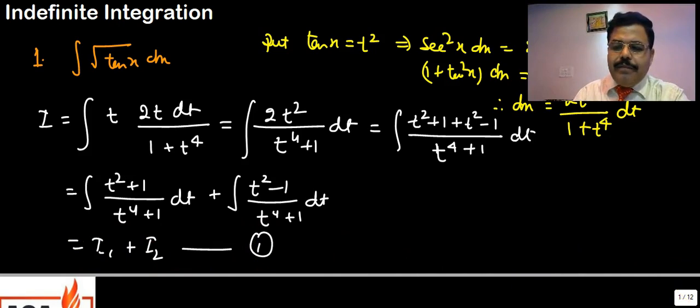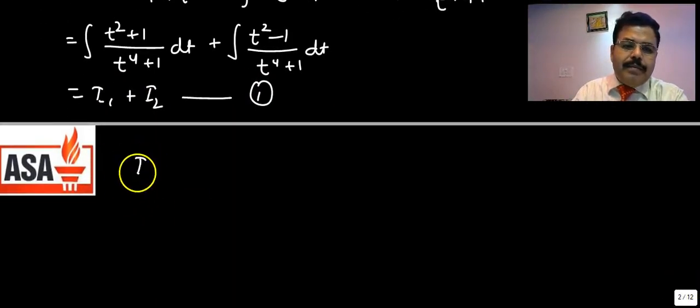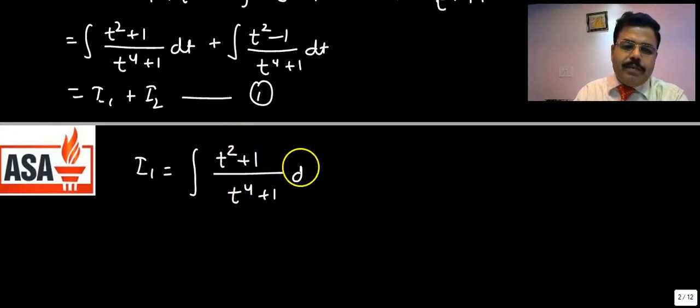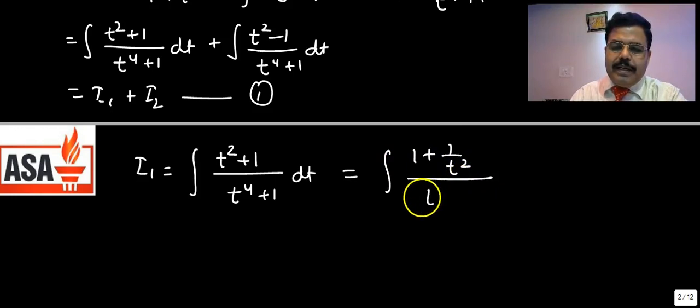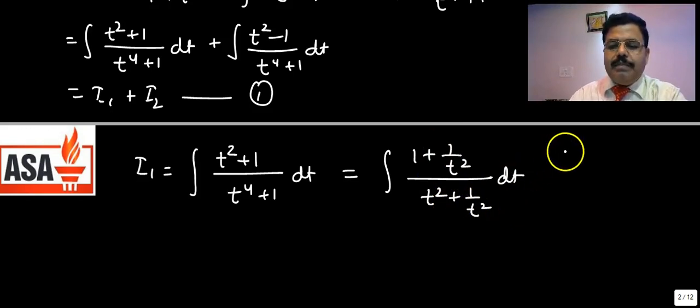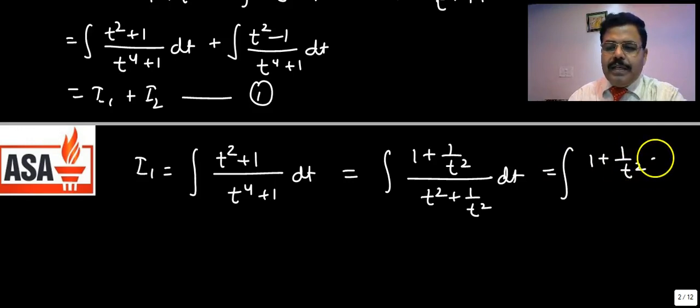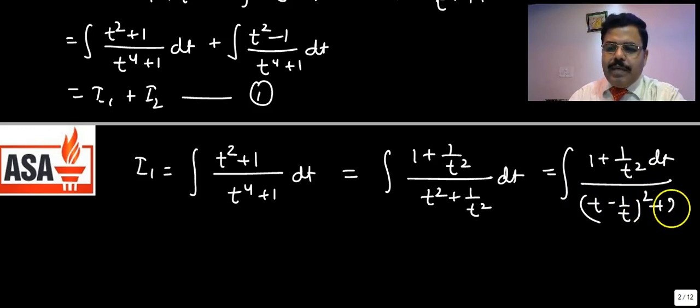Now what is I1? I1 is t square plus 1 upon t to the power 4 plus 1 dt. We have already solved this type of question. Now we know that if there is such a biquadratic function in the denominator, we should divide it by t square. So we divide numerator and denominator by t square. You know that when there is a plus in the numerator, we break the denominator with a minus. So what I need to do is 1 plus 1 by t square dt whole divided by t minus 1 by t whole square plus 2.